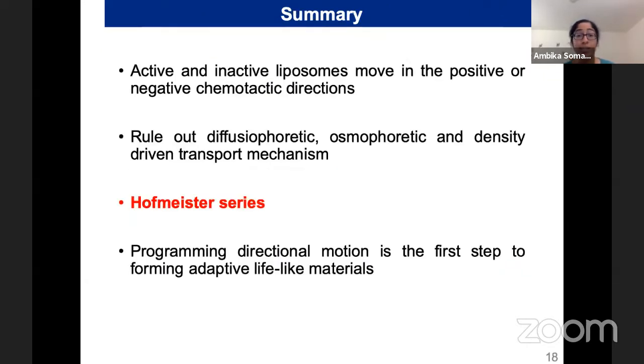In summary, we were able to show that active and inactive liposomes move in both positive and negative chemotactic directions. We were able to effectively rule out diffusiophoretic, osmophoretic, and density-driven transport mechanisms. We showed that these liposomes move according to the ions in the Hofmeister series. And this is a first step in programming directional motion in adaptive lifelike material.